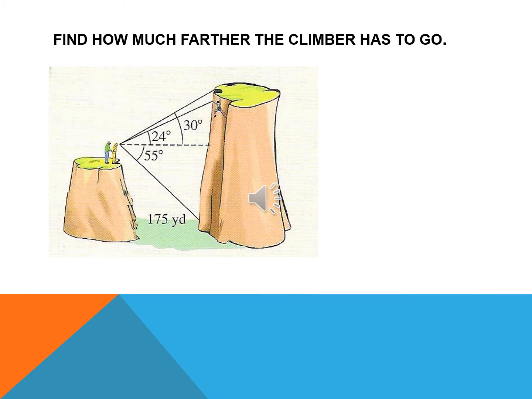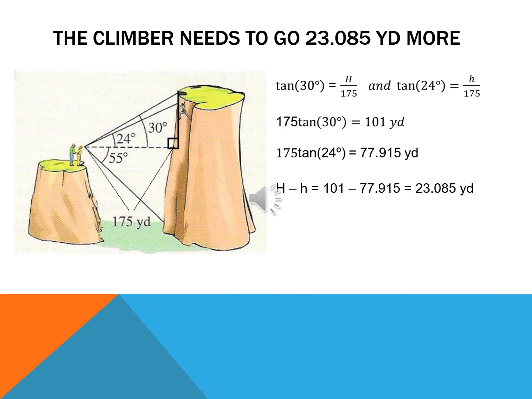In another example using right triangles, we have a rock climber who is close to the top of a cliff. He's 175 yards from another point, and he is currently at an angle of elevation of 24 degrees above someone's sight line. The top of the cliff is an angle of elevation of 30 degrees from that same sight line. We're interested in how much farther he has to go to reach the top.